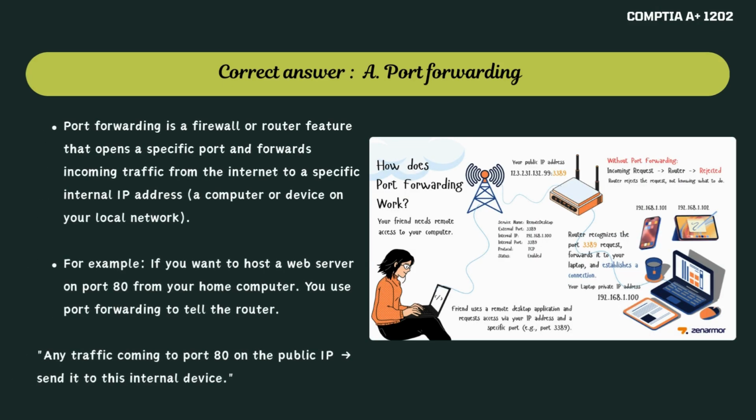Port forwarding is a firewall or router feature that opens a specific port and forwards incoming traffic from the Internet to a specific internal IP address, a computer or device on your local network. For example, if you want to host a web server on port 80 from your home computer, you use port forwarding to tell the router, any traffic coming to port 80 on the public IP, send it to this internal device.